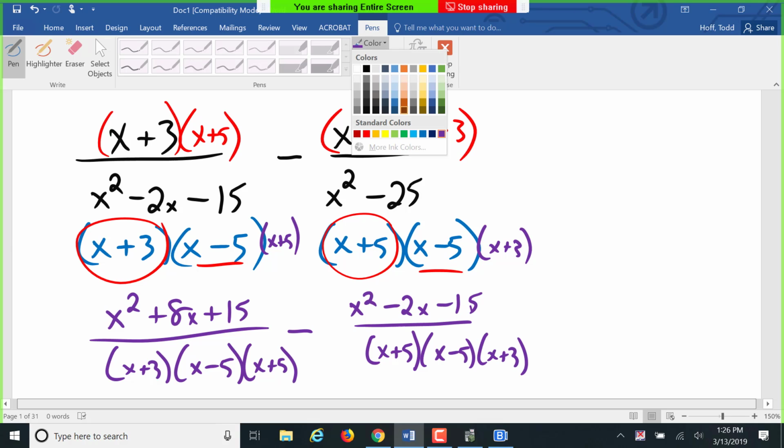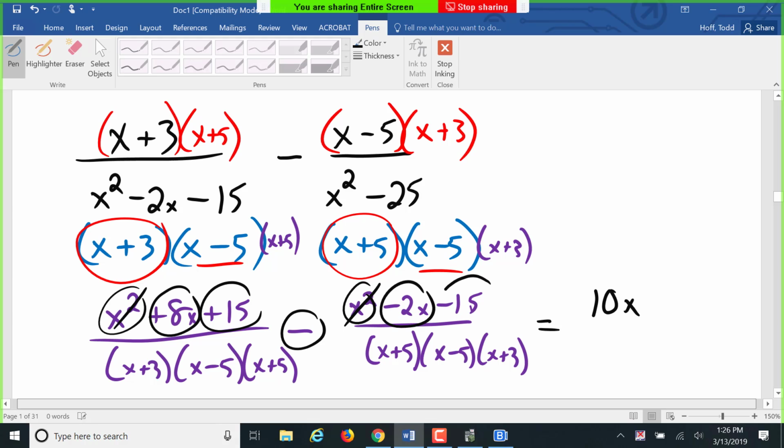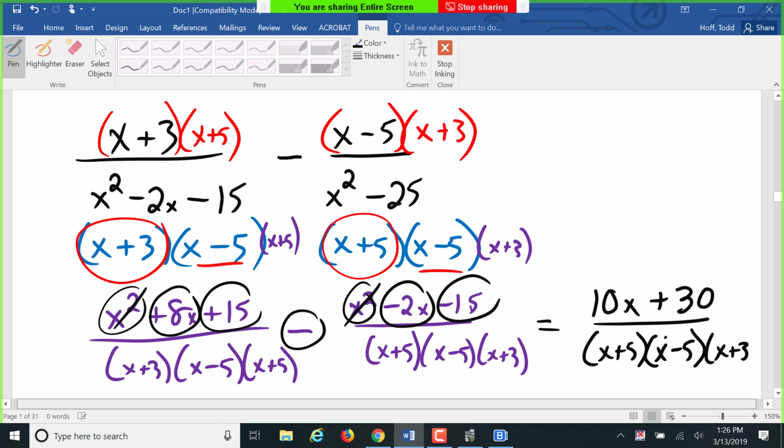When I subtract here, x squared minus x squared cancels out. What's 8x minus 2x? Or 8x minus a negative 2x, I should say. 10x. 15 minus a negative 15 is 30. Good. That's over x plus 5, x minus 5, x plus 3.